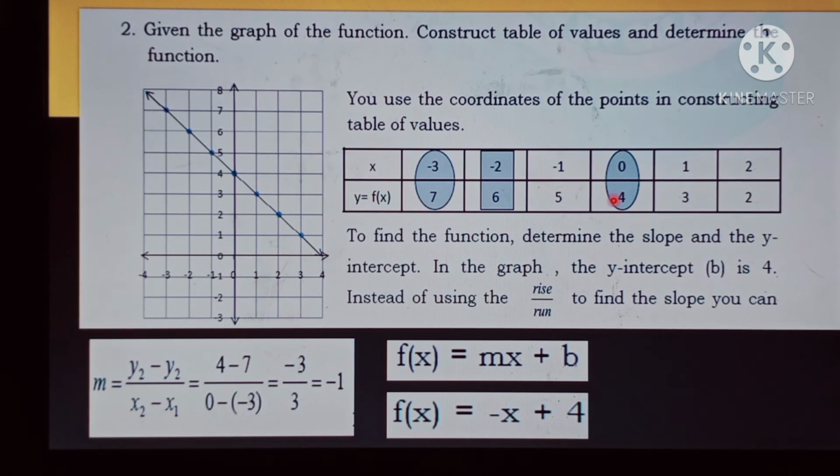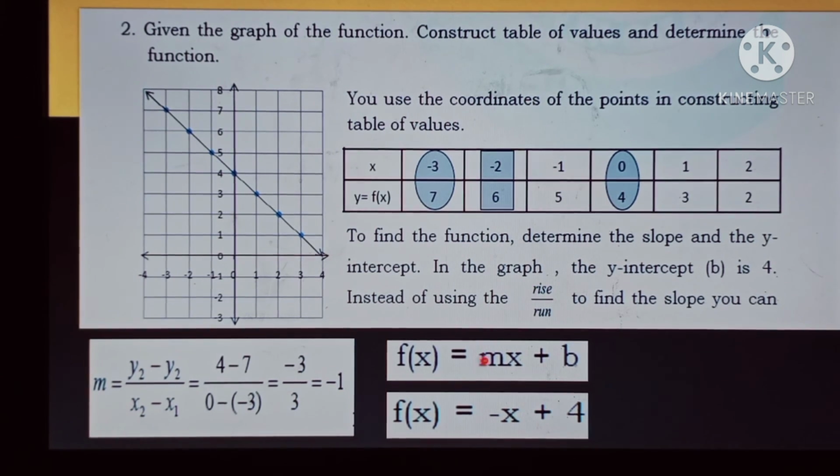0,4 tapos negative 3,7. So, 4 minus 7 that is negative 3 and 0 minus negative 3 is positive 3. So, negative 3 over 3 is equal to negative 1. So, ito yun. So, by table, you can use also 2 minus 1 is 1 and 2 minus 3 is negative 1. So, 1 over negative 1, that is only negative 1.